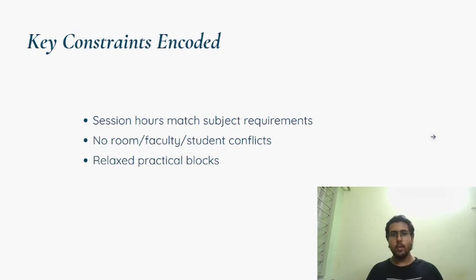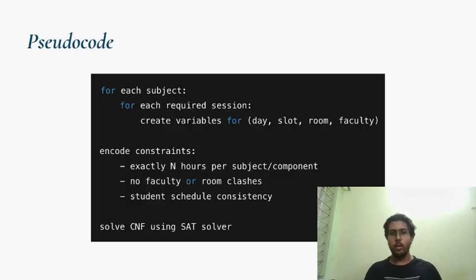Some key constraints are each subject has fixed L, T, and P hours. We ensure no overlapping use of rooms, faculty, or student time. For practicals, we try to place them back to back but allow flexibility if the constraint becomes too tight. Now let's have a look at the complete code.